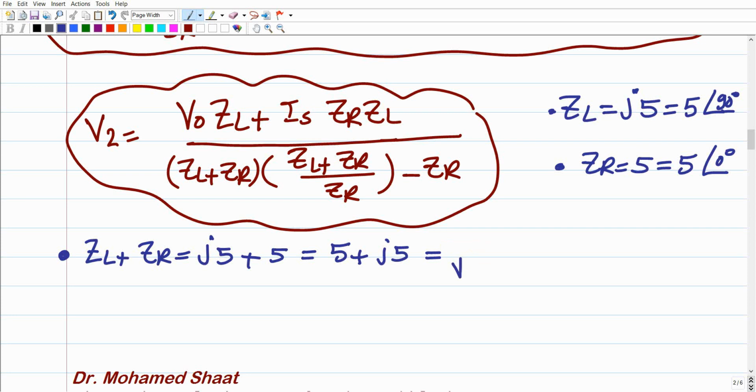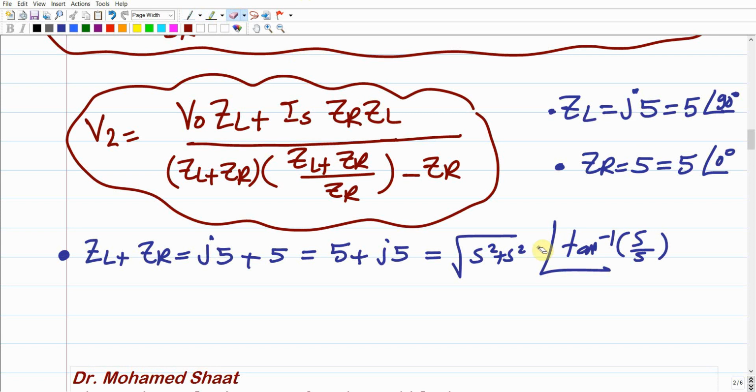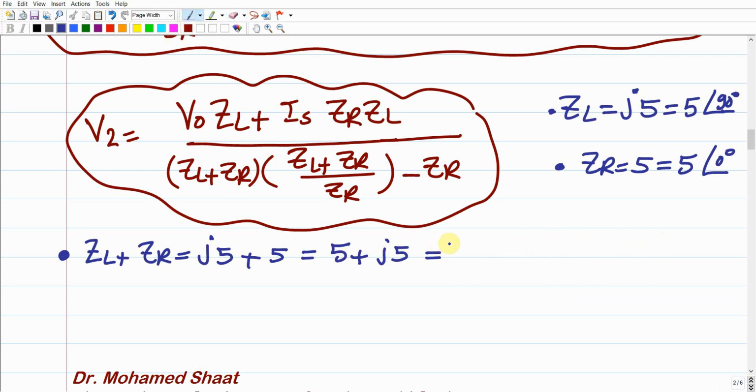It should be the square root of 5 squared plus 5 squared, and the angle should be the tan inverse of 5 over 5, right? If we did this calculation, I'm just going to put the numbers directly. The magnitude, or the peak, is going to be 5 square root of 2, and the angle is going to be 45 degrees. Make sense?